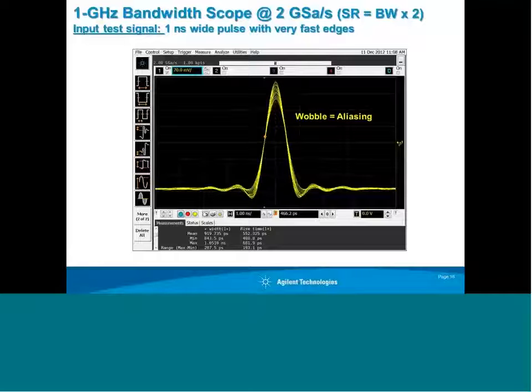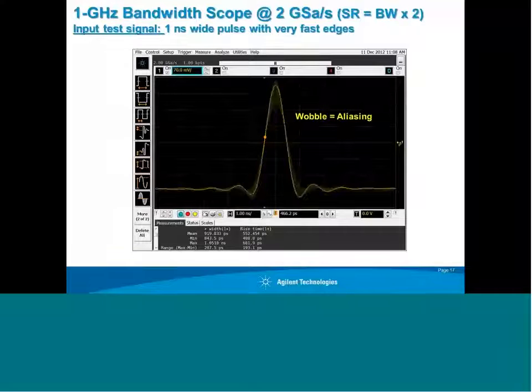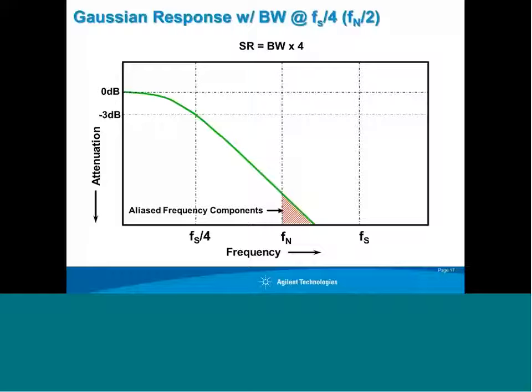So here we show an example of a 1 nanosecond wide pulse with very fast edges captured on a 1 gigahertz bandwidth scope, but the scope is only sampling at 2 gigasamples per second. And what you end up seeing is a bunch of uncertainty or wobbling. And this wobbling or shaking in the waveform, it's aliasing. The scope cannot sample enough information on these fast rising edges.